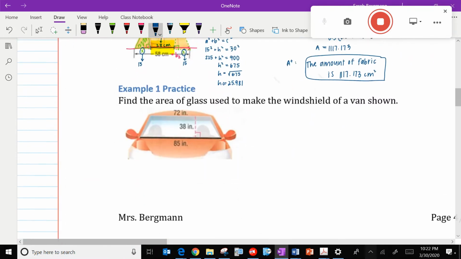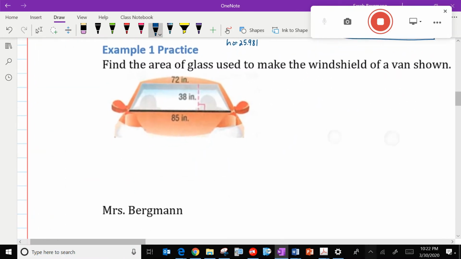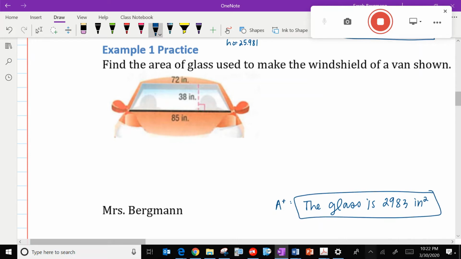Okay, I have a practice problem for you here. Pause the video and try it on your own first. This one's actually pretty easy. I know you can do this one. Okay, so if your answer plus units was that the glass is 2,983 inches squared, you are correct. You can move on. You don't have to sit here and listen to me explain this. If you got it incorrect, please sit here and listen to me explain this.